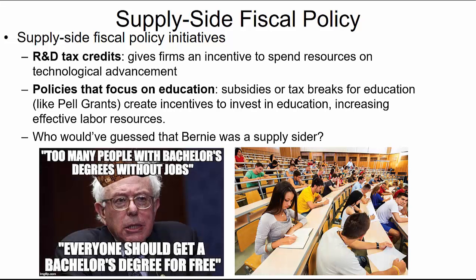So here are some things that were done in the 80s, and they're still considered probably good ideas to boost output today. So research and development tax credits, that's what R&D is. What we're trying to do there is give incentive for firms to invest in new technologies. New technology is going to shift the long-run aggregate supply curve to the right.